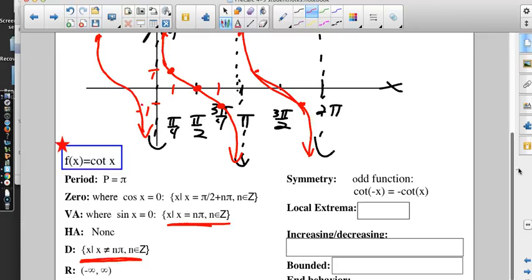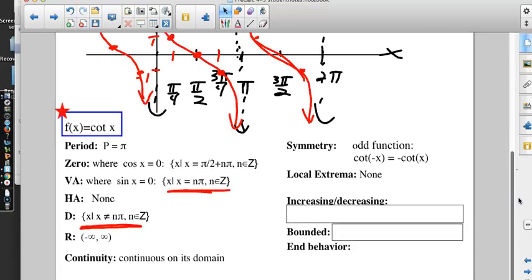And you'll see they do have counterparts over there. It doesn't look like it when you first go to figure out, hey, is this symmetry going to work or not? But it does. So the cotangent of negative x equals the negative cotangent of x, just like our tangent piece. Local extrema, we don't get any. We're talking about infinity up and down.